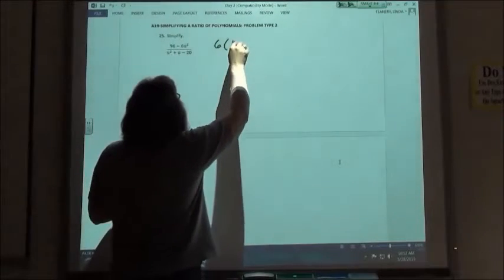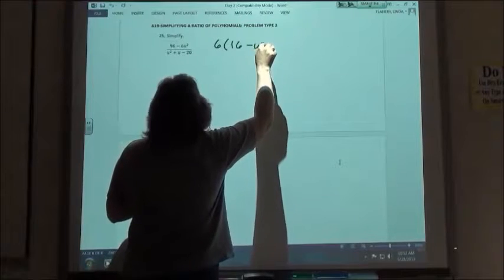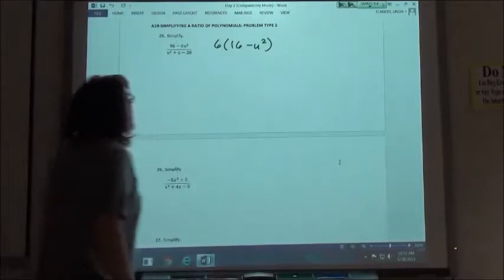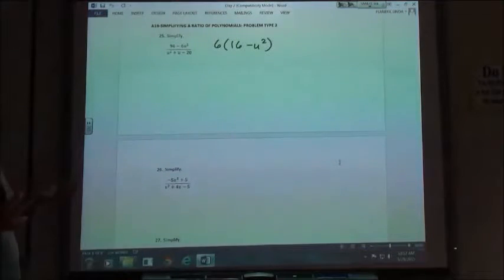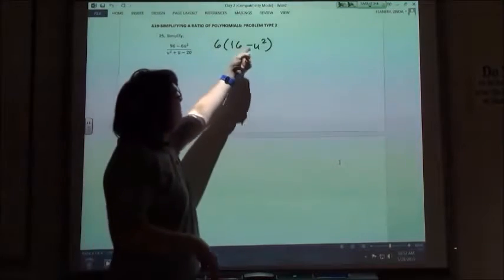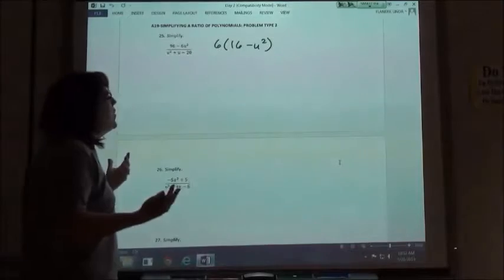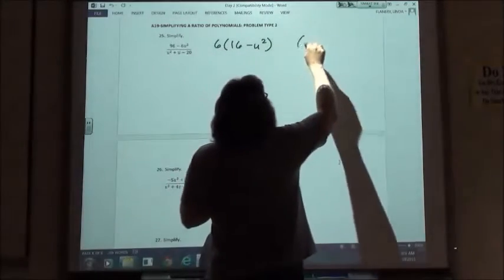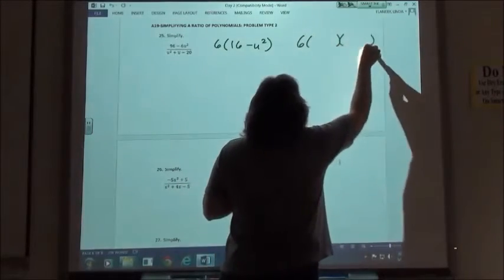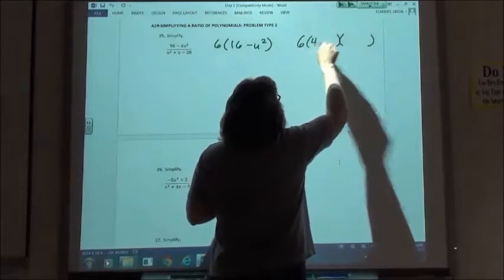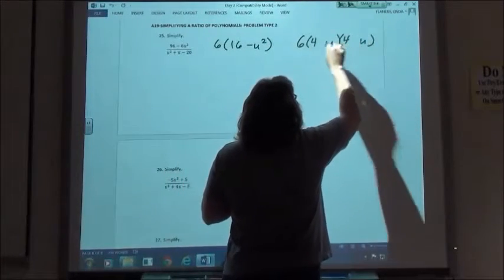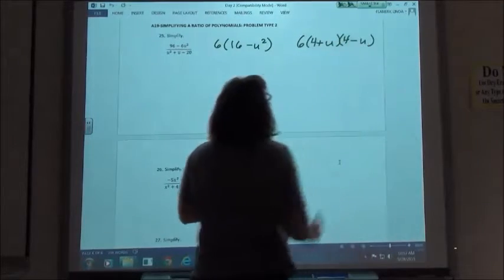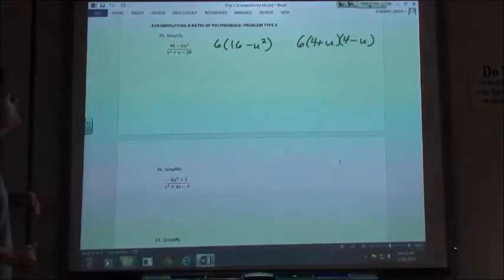96 divided by 6 is 16. So I'm going to have 16 minus u squared. Then I'm going to look to see what's left in the parentheses. Can I factor that again? If I look at this one, this is the difference of perfect squares, so I can factor that with my two sets of parentheses. Factors of 16, 4 and 4. Factors of u squared, u and u. One will have a plus and one will have a minus since we have the difference of perfect squares.